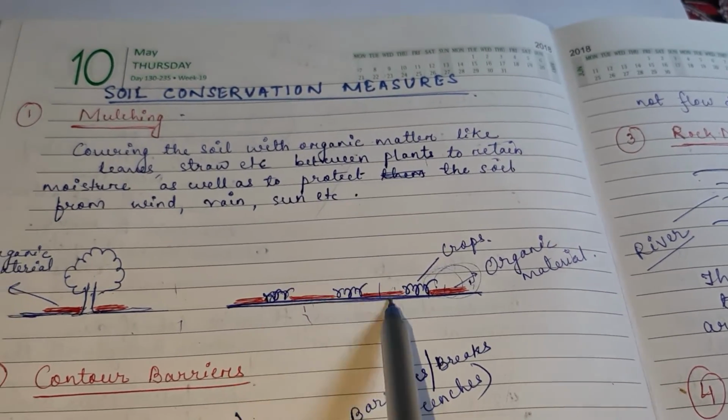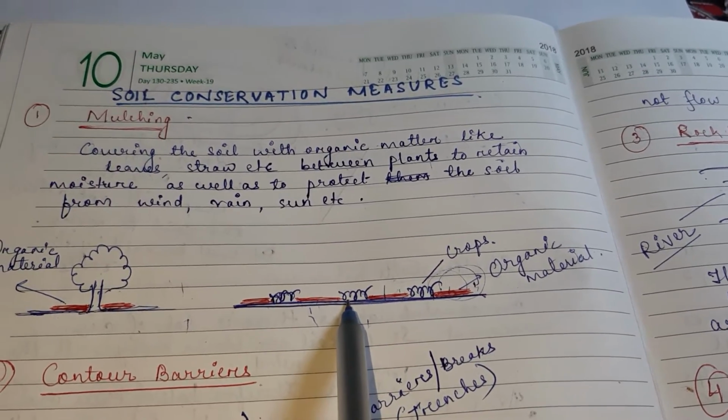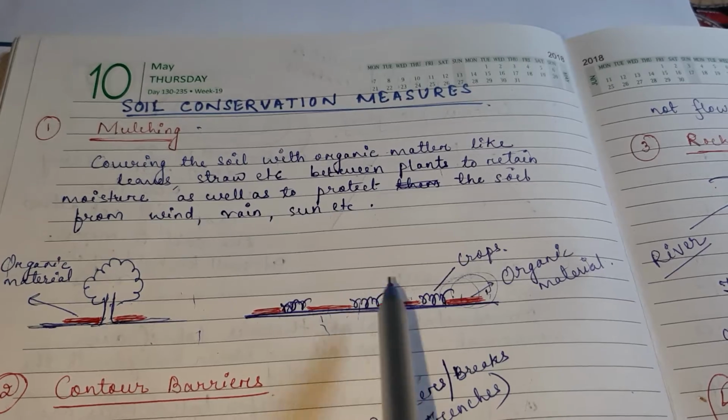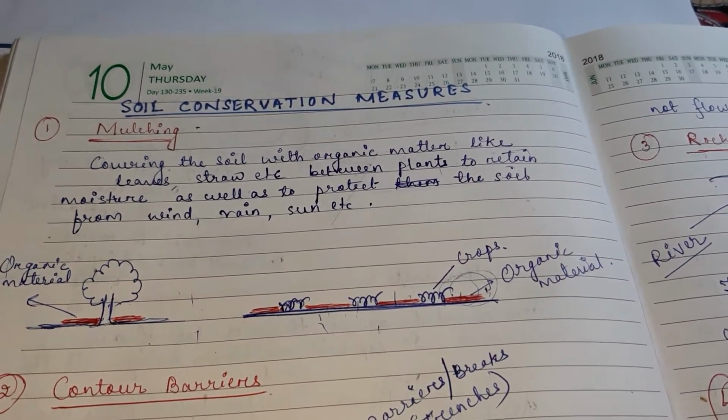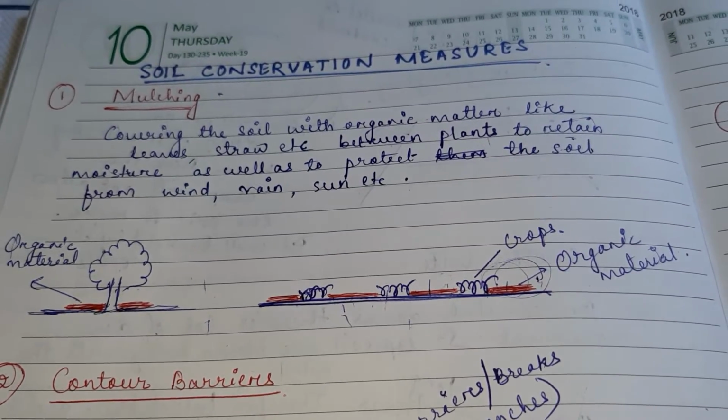Why is this organic material present in between crops or plants? In order to retain the moisture as well as to protect the soil from wind, rain, sun, etc. So this method is known as mulching.